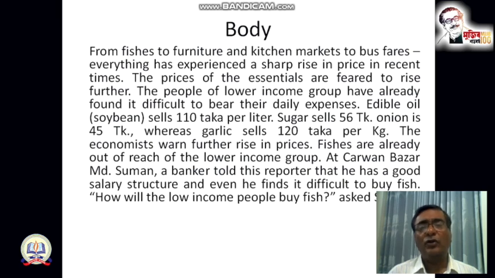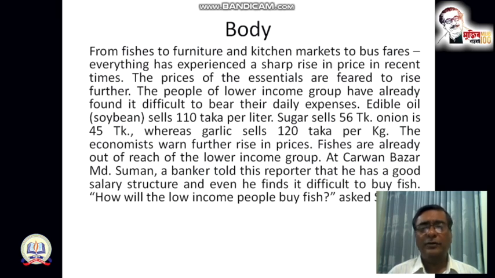The people of lower income group have already found it difficult to bear their daily expenses. Now look at the problem of the lower income group, because they are the worst sufferers. What has happened to them? It has become very difficult for them to maintain their life, to earn their livelihood. So in the previous sentence, we saw that the price of essentials is feared to rise further. The lower income group is already in troubles. So if the price rises further, then it will be extremely difficult for the lower income group to earn their livelihood.